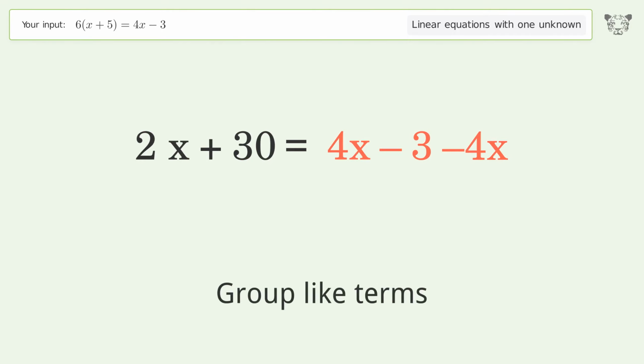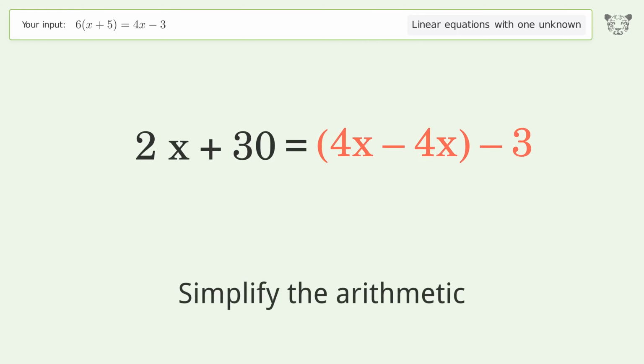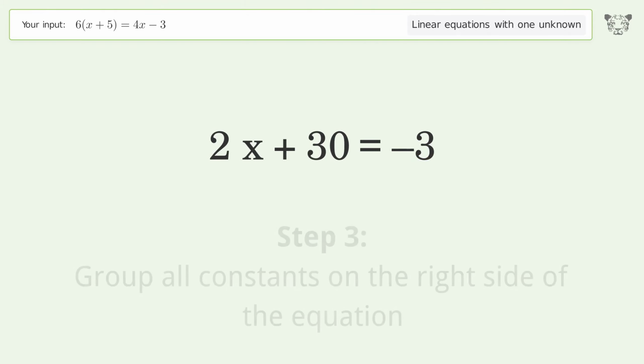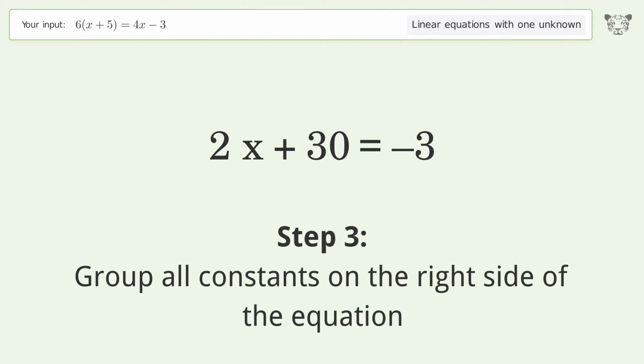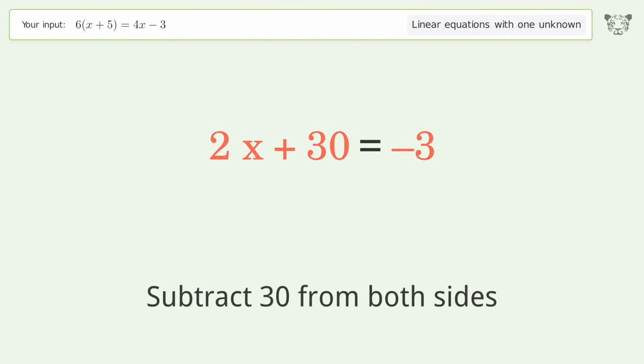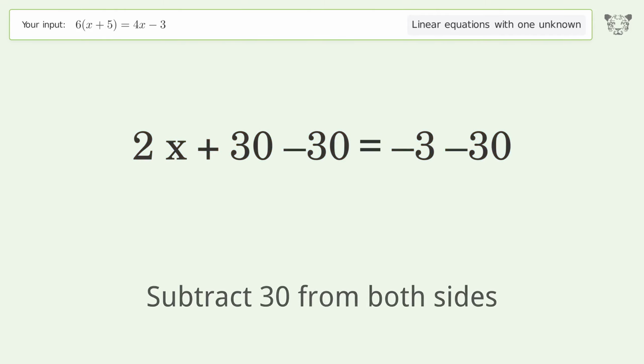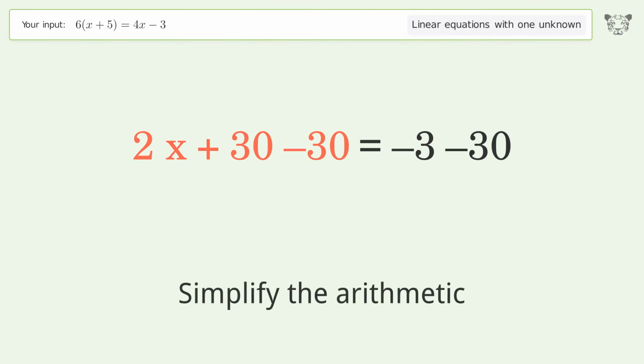Group like terms. Simplify the arithmetic. Group all constants on the right side of the equation. Subtract 30 from both sides. Simplify the arithmetic.